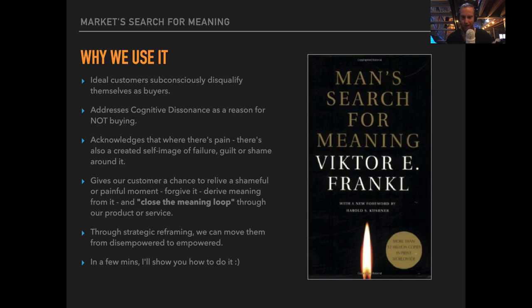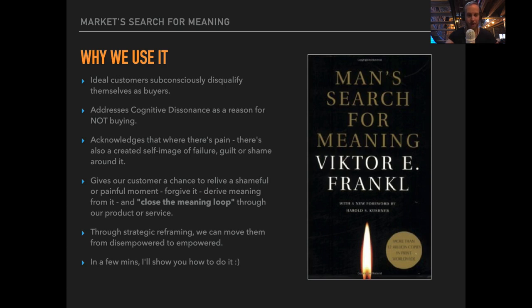Yes, we want to look at where there is pain. What are those bleeding neck pain points that are going to get our prospect to buy something that they urgently need to get solved? But when they believe themselves to be responsible for that pain, then there's all this failure, guilt, and shame around it that isn't conducive. So we need to look at those elements specifically to disarm it.